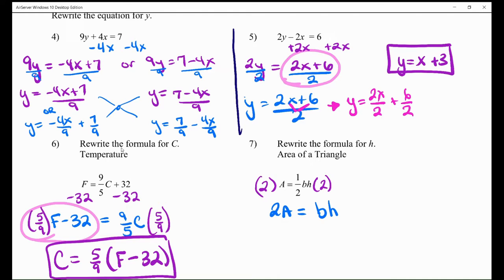And remember, we're solving for h. So right now, what's being done to h is we're multiplying it by b. So to solve, we'll divide by b. And there's our new formula. H equals 2a divided by b.